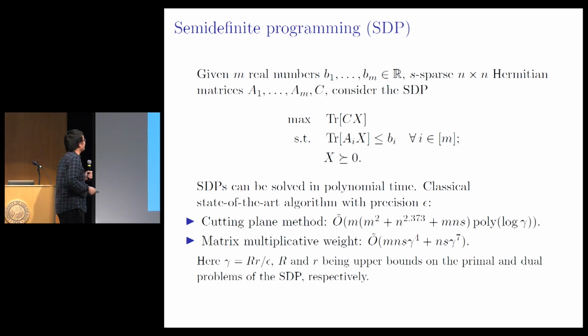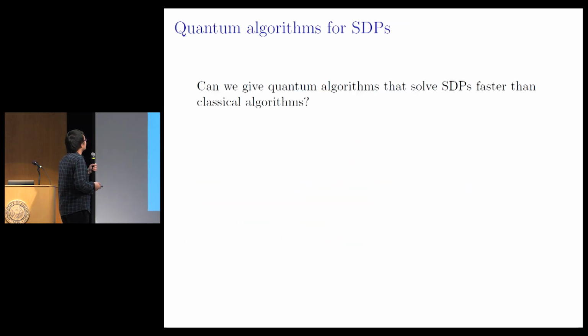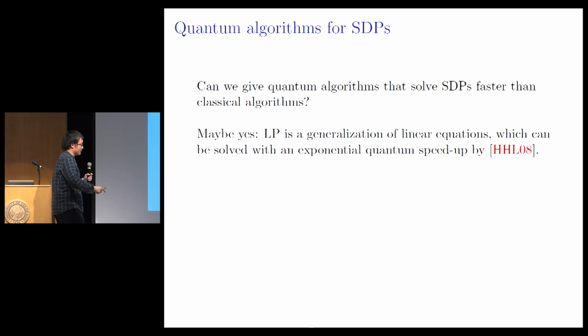And here we are at QIP. A very natural question for us to ask is, can we give a quantum algorithm that solves SDPs faster than the classical counterparts I just mentioned? I would say that if I asked a random person in our field, maybe the answer could be yes, because at the very beginning I mentioned this demand and supply problem, which is a linear programming problem. Linear programming is a generalization of linear equations, which can be solved with an exponential speedup by the famous HHL algorithm, assuming sparsity. And here we are also assuming sparsity for the SDP case.